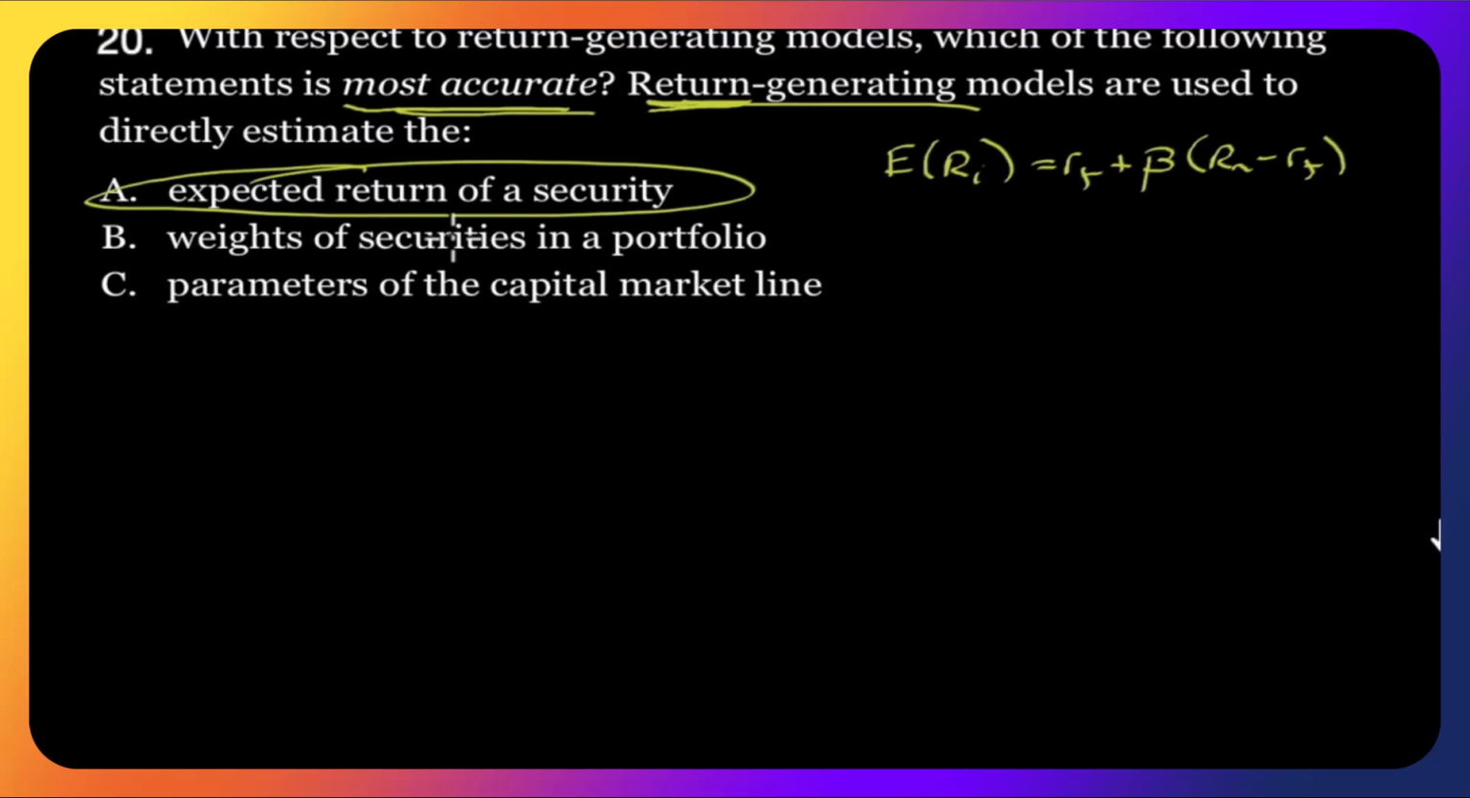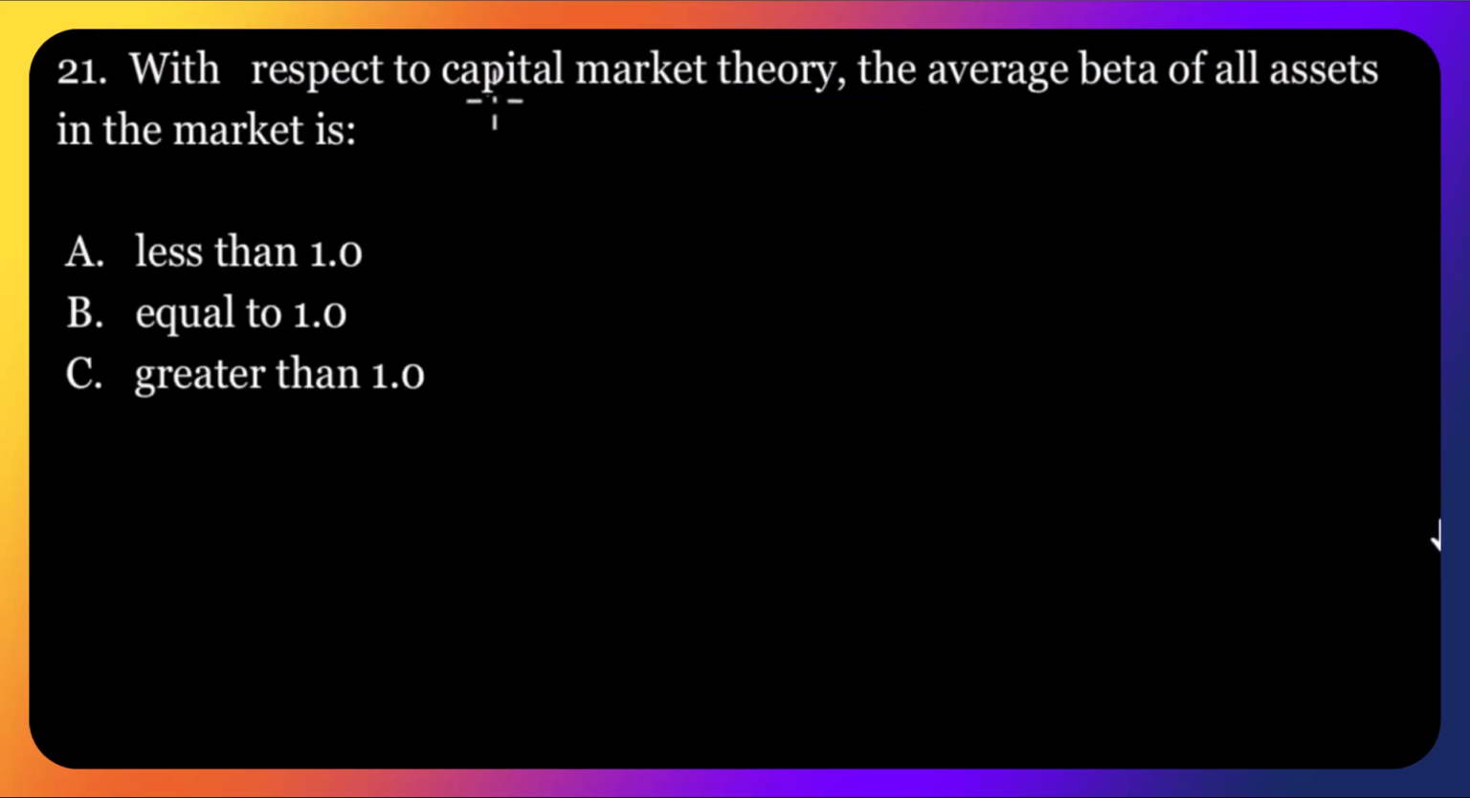There we go. And with respect to capital market theory, the average beta of all assets in the market is... What's the beta of the market portfolio? Equal to 1. And we're saying the average beta of all assets. If the average beta of all assets is 1, the market beta is 1, right?